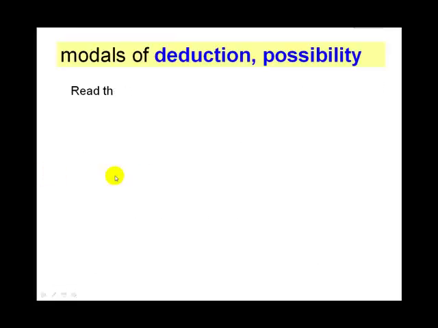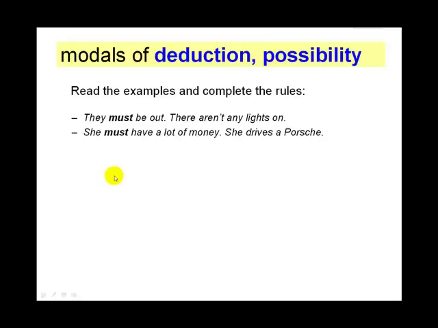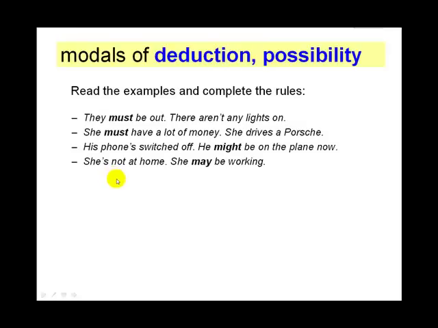But we have more examples here. Okay, let's read the examples. We have a few sentences here. Let's take a look at these with must, with may and might. Remember, with must, you're almost sure of this, okay? They must be out because there is evidence. There aren't any lights on. She must have a lot of money because there is evidence she drives a Porsche. So must is for when you are sure.